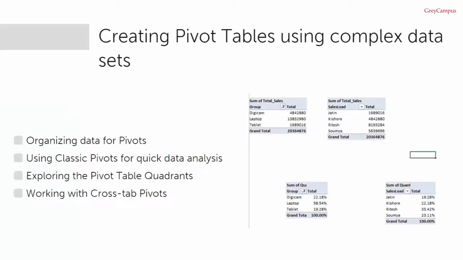Moving on to the concept of pivot tables using some complex data sets, in this particular section we will see how to organize data for pivots, how to quickly make a pivot and do some quick analysis, explore the different quadrants of a pivot table, and work with the cross tab pivot. So what are cross tab pivots? That also we will see in this section.